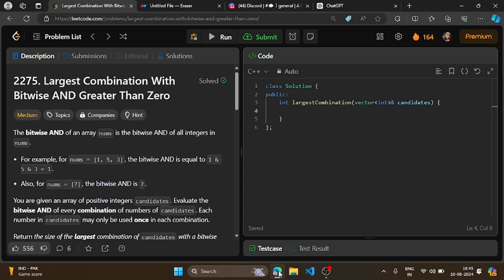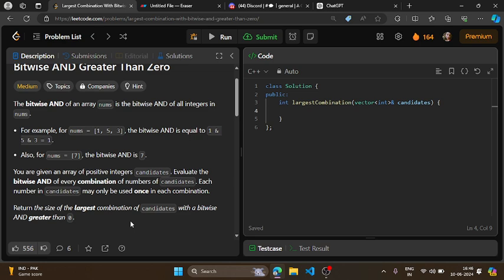In this question, we are given a vector candidates where we have some positive integers, and we have to calculate the bitwise AND of every combination of candidates, kind of subsequence things. Basically we are given an array and we have to find some subsequence of that array, take the AND of all the numbers in that subsequence, and find the largest combination of candidates with a bitwise AND greater than 0, right?